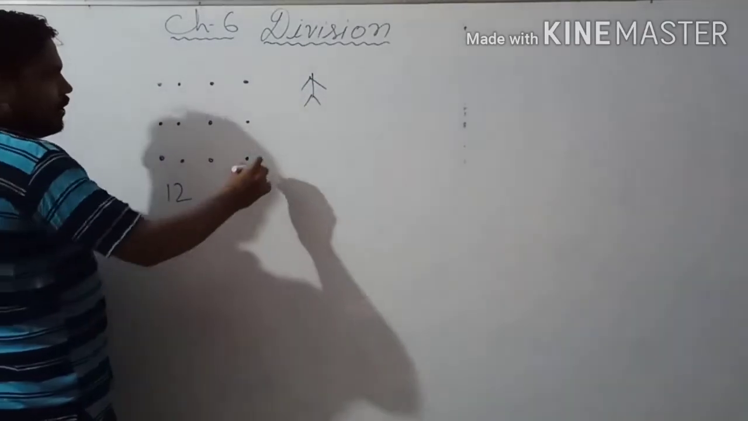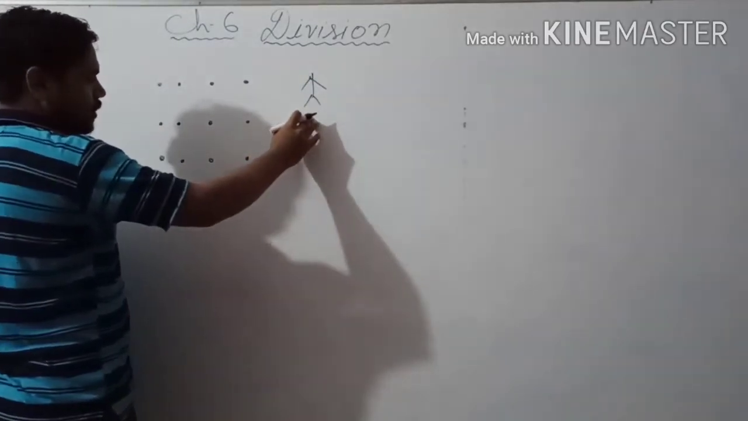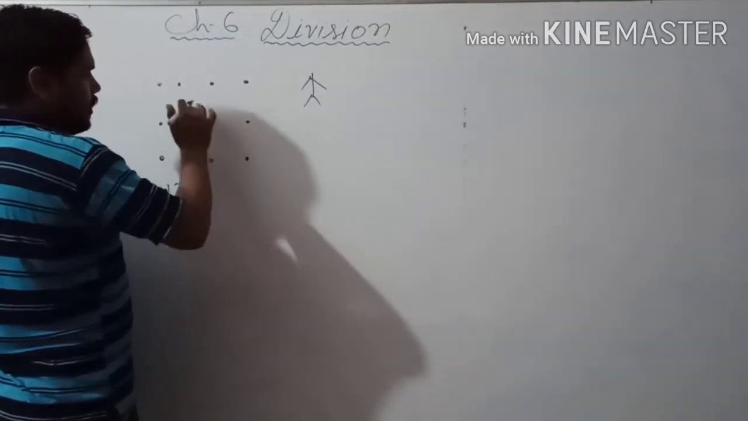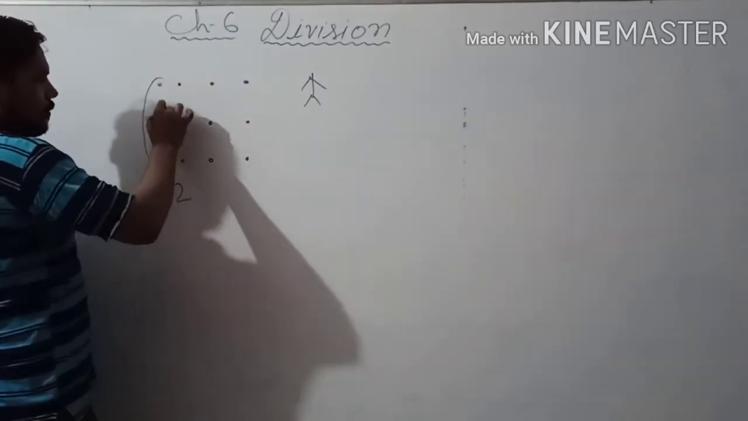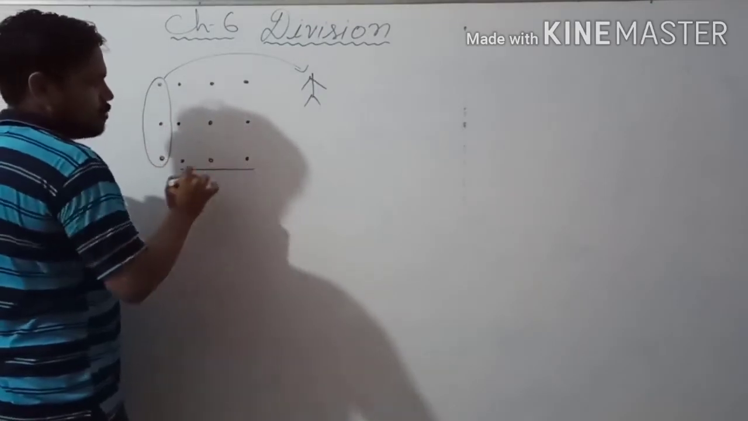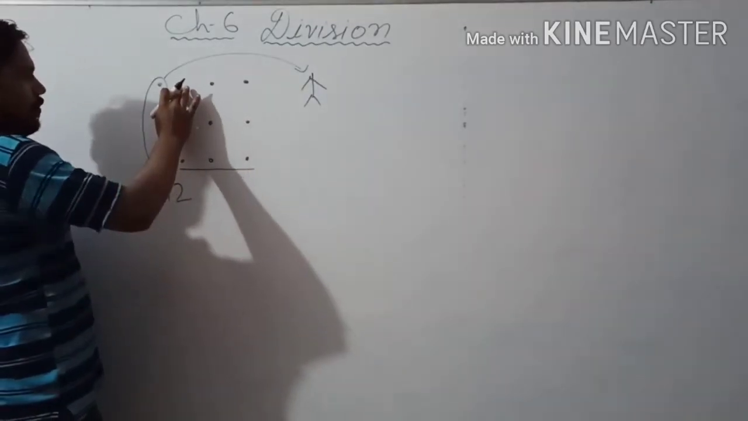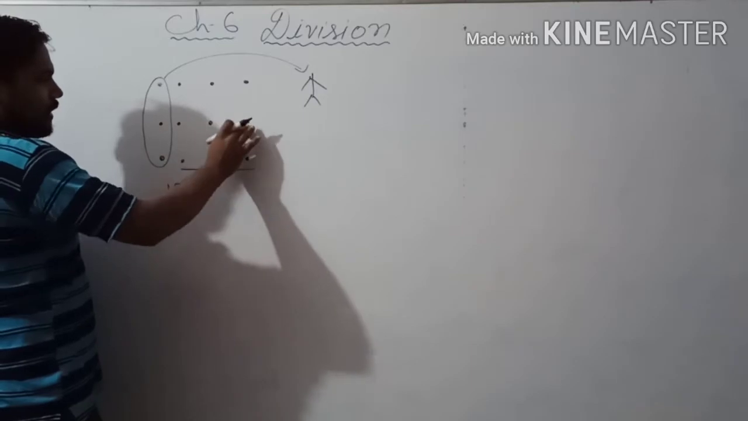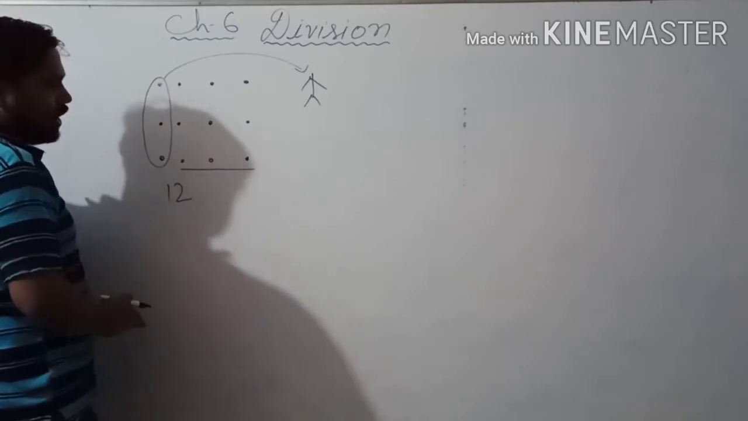So you will give 3 chocolates to this student. Okay. So that means if these 3 are given to this particular student, how much will be left? This much will be left. So how much will be left? 1, 2, 3, 4, 5, 6, 7, 8, 9. So 9 will be left.